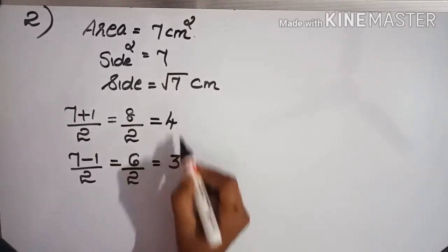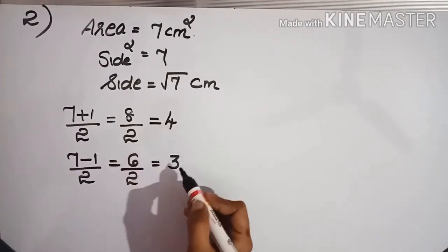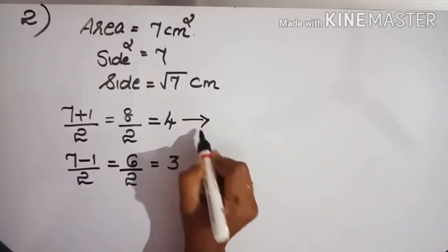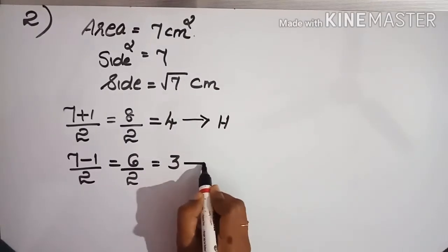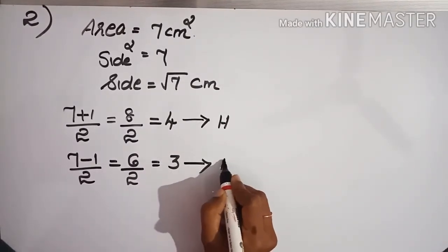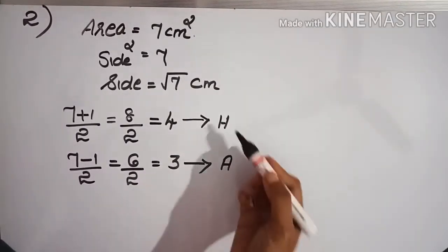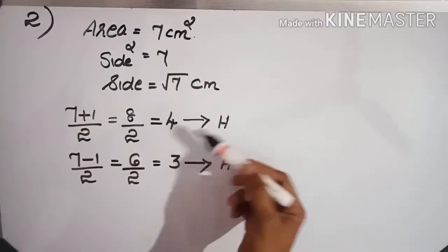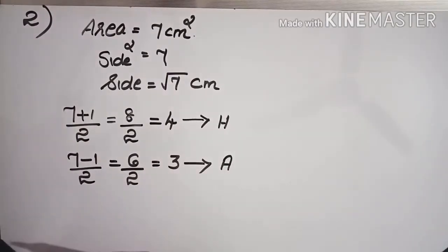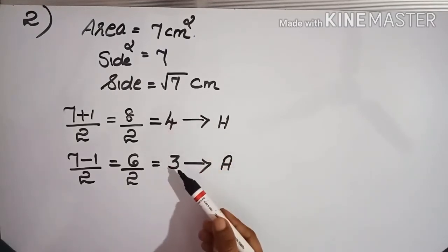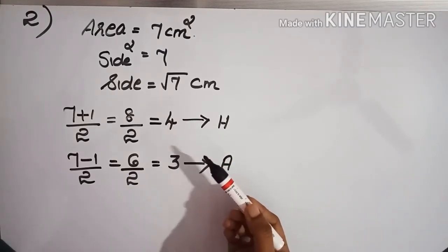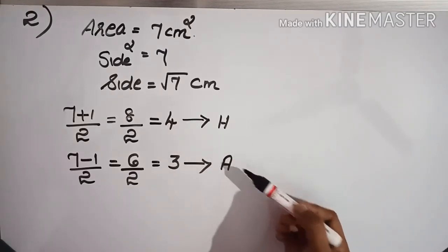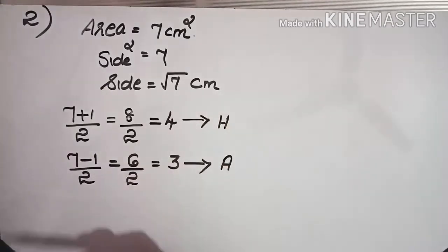Now take the largest measure. The largest measurement is 4. Take this 4 as hypotenuse and take this 3 as altitude. Take the large one as hypotenuse and the small one as altitude. By using these two measurements, if we draw a triangle, the remaining is the base. That base will be that root 7.